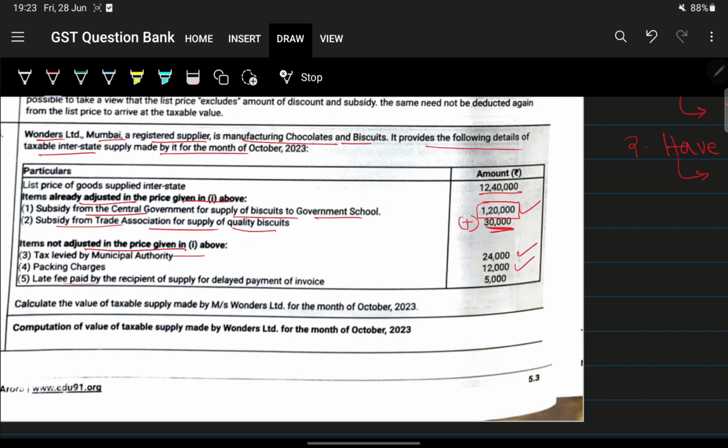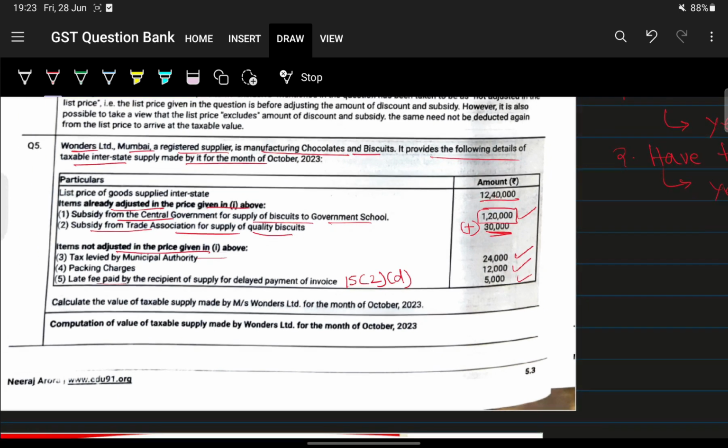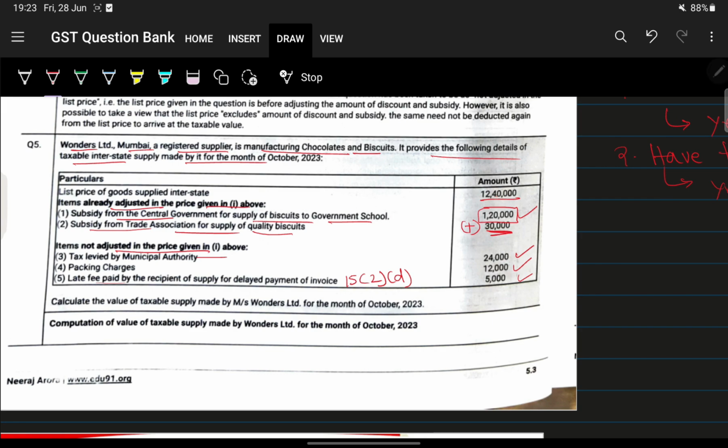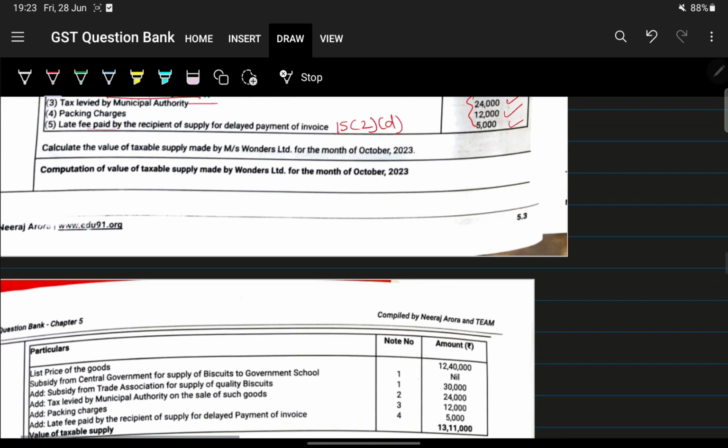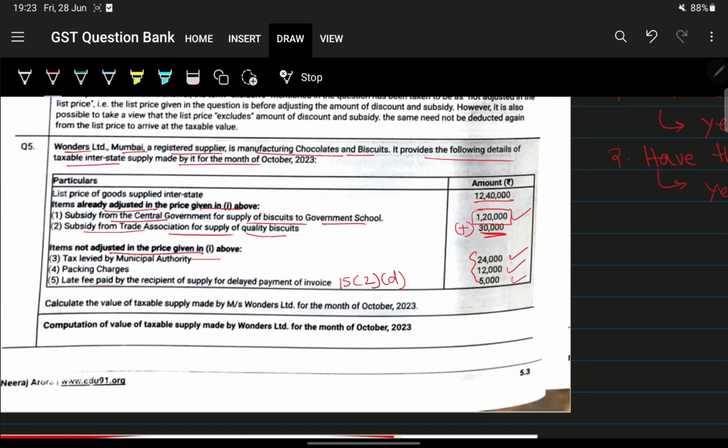And next, late fee paid by the recipient of supply for delayed payment. So late fees we'll have to add. Again, this is as per section 15 subsection 2 clause D. When you have to pay late fees, from delayed, clause D. That's how you remember that clause. So all these three have to be added. We'll see if they've given any other. Okay, no other data is given.